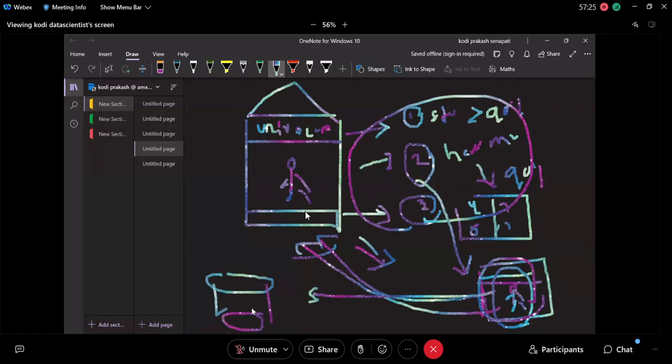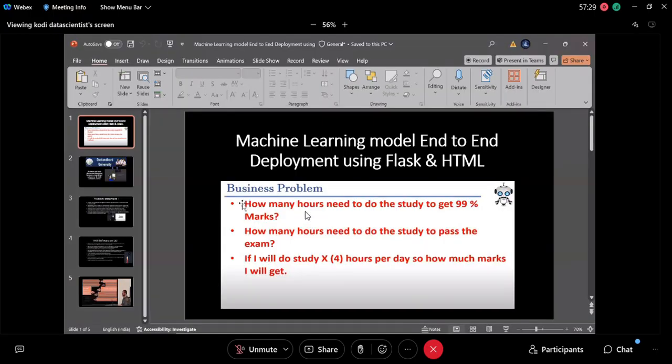Guys, are you understanding? End to end, understand how the collaborations happened. A business problem: how many hours does a student need to study to get 99% marks? How many hours need to be studied to pass the exam? If a student studies 4 hours per day, how much marks will he get?